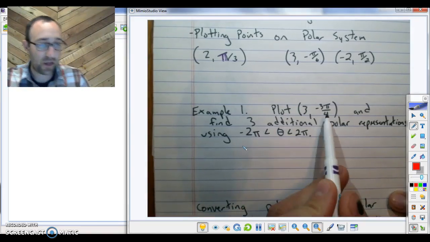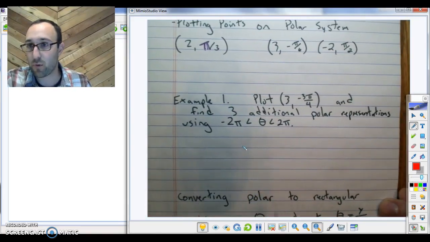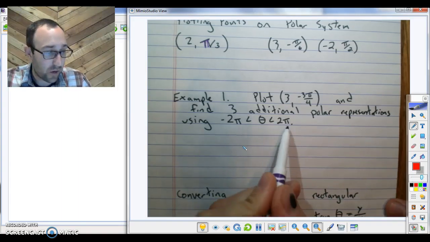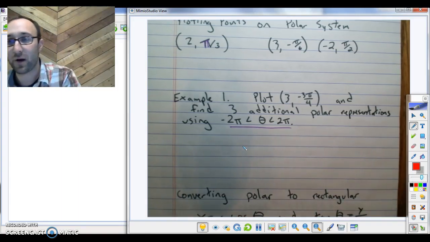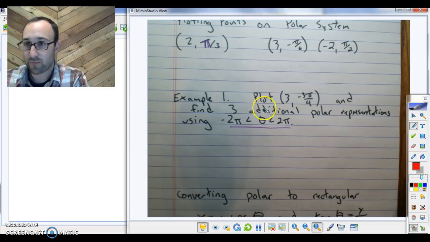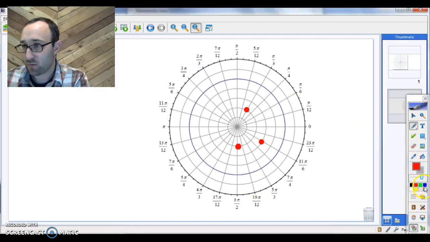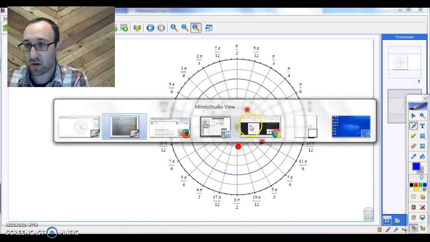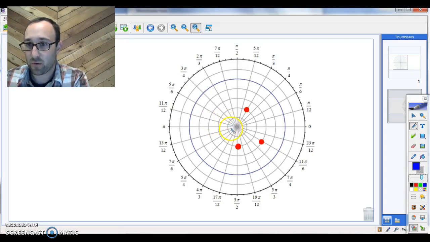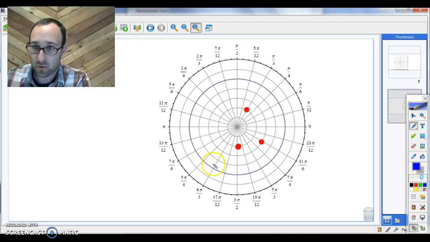So here's example 1. Plot the point (3, negative 3 pi over 4) and find 3 additional polar representations using once around the circle from negative 2 pi to 2 pi. So we want to go to (3, negative 3 pi over 4). I'm going to use a different color. Let's use blue. We're going to go 3, which would be out here. And we want to go negative 3 pi over 4. Well, 3 pi over 4 normally would be right here. So if we're going to go in the negative direction, we're going to do the same thing but in reverse. So we're going to go down here, that'd be 5 pi over 4, and we're going to go 1, 2, 3, and it is a positive 3, so I would plot my point right there.